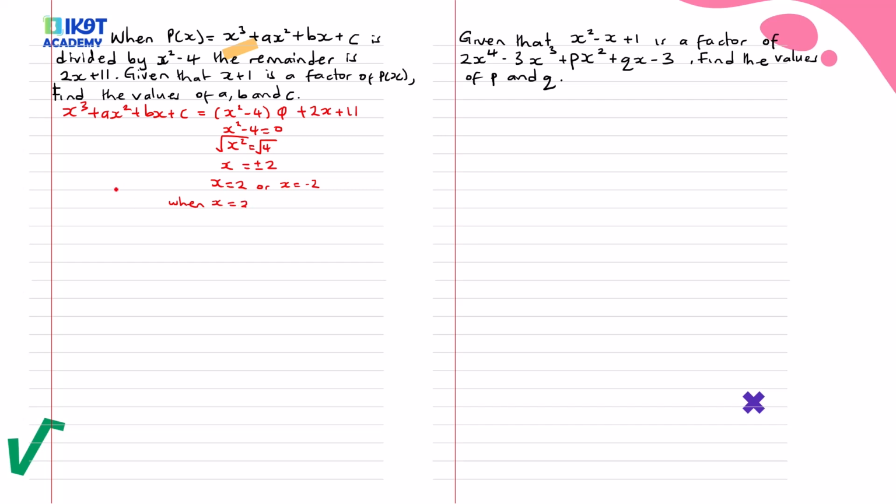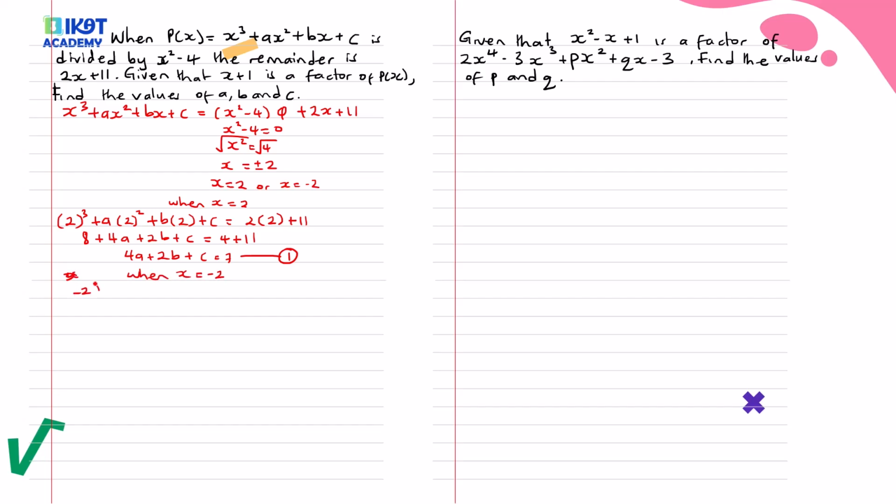So when x is 2, here we'll say this is 2 cubed plus 2. Remember, when you substitute, this becomes 0. So here we have 2 into this. So here we have 8 plus 4a plus 2b plus c is equal to 4 plus 11. So eventually you'll have 4a plus 2b plus c is equal to 7. This is equation 1.